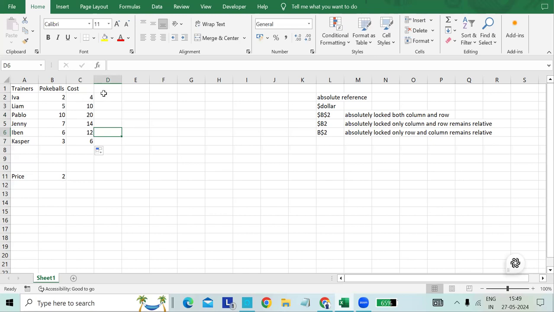See here, 2 into 2, 4. 2 5s are 10. 2 10s are 20. 2 7s are 14. 2 6s are 12. And 2 3s are 6. So this is how we can use the absolute references.